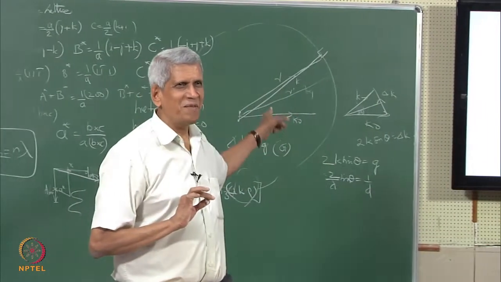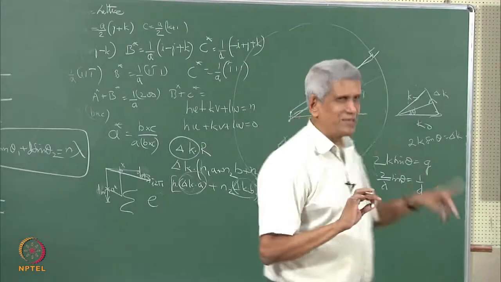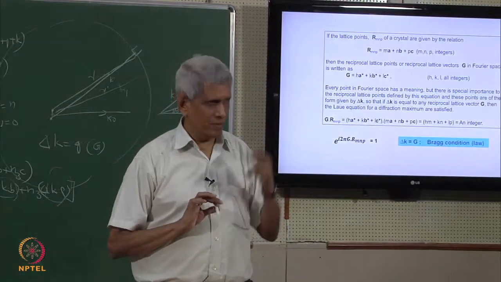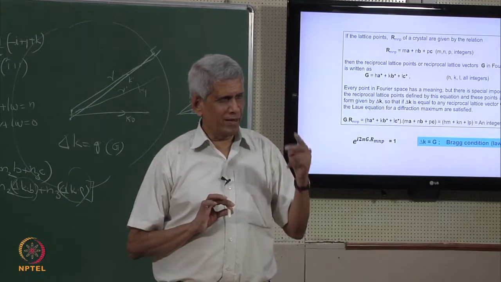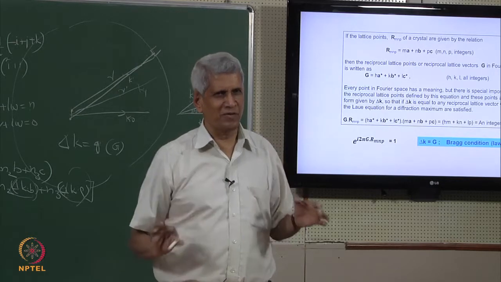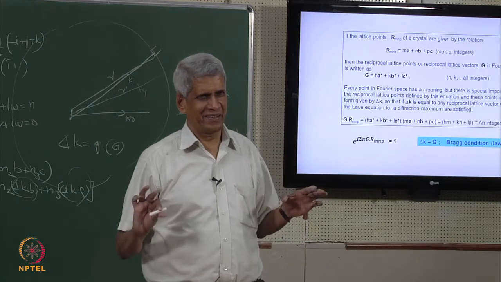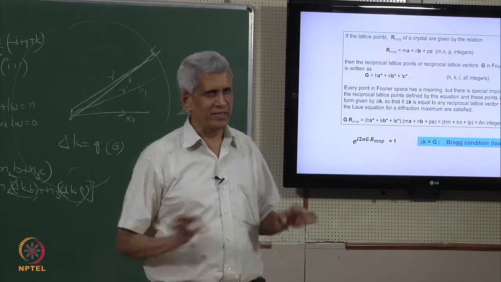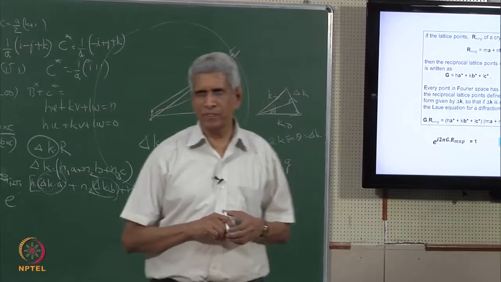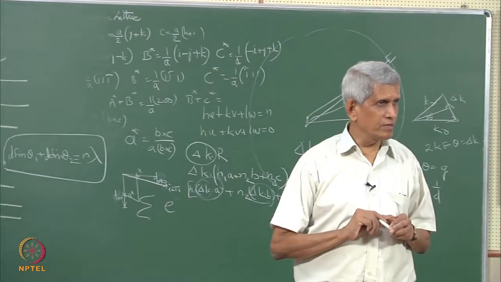In vector space, this is the way it has to be written. When the difference between the incident beam direction and the scattered beam direction is equal to a reciprocal lattice vector, the Bragg condition is satisfied for diffraction. So in those directions, at the angle which corresponds to it, you will get a maximum in intensity. Is this clear?